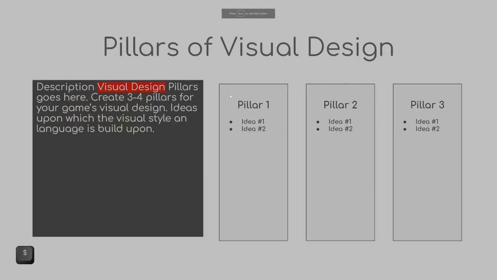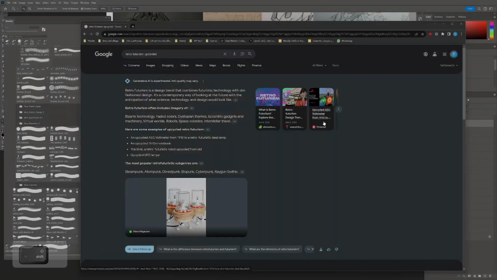So for the pillars of design, just use a simple pillar graphic. And for the description here, 3 to 4 pillars. 3 is the magic number at this point. Ideas upon which the visual style language is built, and list the ideas and then put the images to go with them. So that should be pretty straightforward.